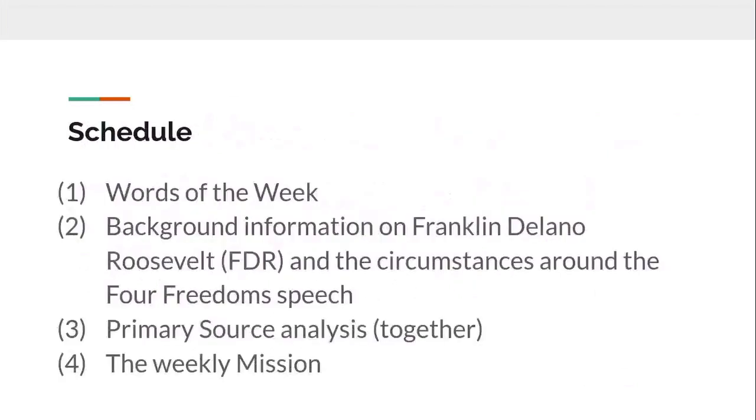So here's the schedule. First, we're going to go through the words of the week. There's 3 of them. Then I'm going to give you some background information on Franklin Delano Roosevelt, from here on referred to as FDR, and the circumstances surrounding his Four Freedoms speech. That way you can understand the speech more. Then we're going to work through a primary source analysis together. We're going to look at a video of FDR actually giving the speech. And then I'm going to talk briefly about the mission, which we will complete on Thursday.